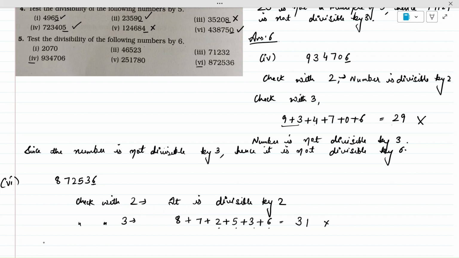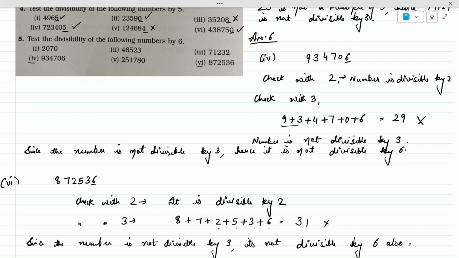Okay, so again I'm writing the same thing here. Since the number is not divisible by 3, it's not divisible by 6 also. Done. And then again, the rest of the questions I'm marking as homework for you. You have to do this. Same method you have to use. Okay. Now let's move to the next question.